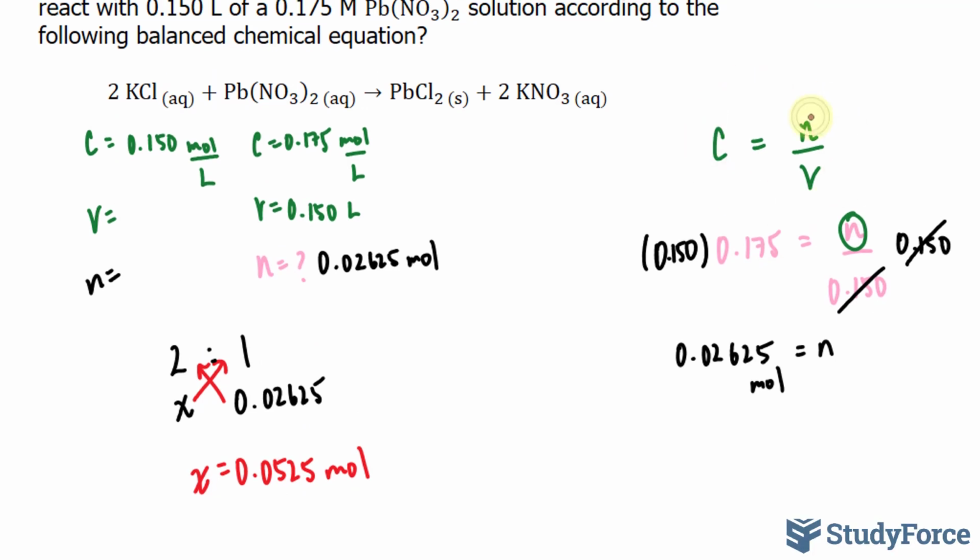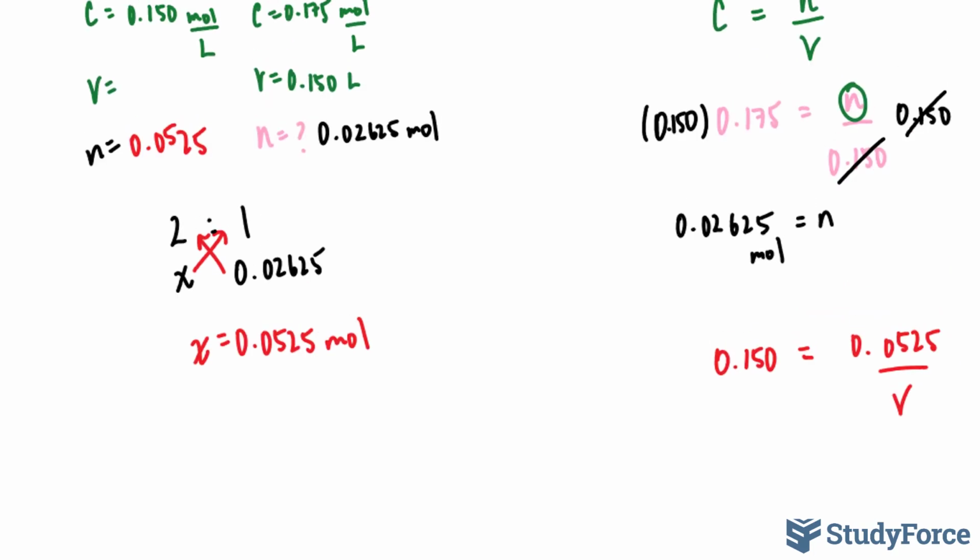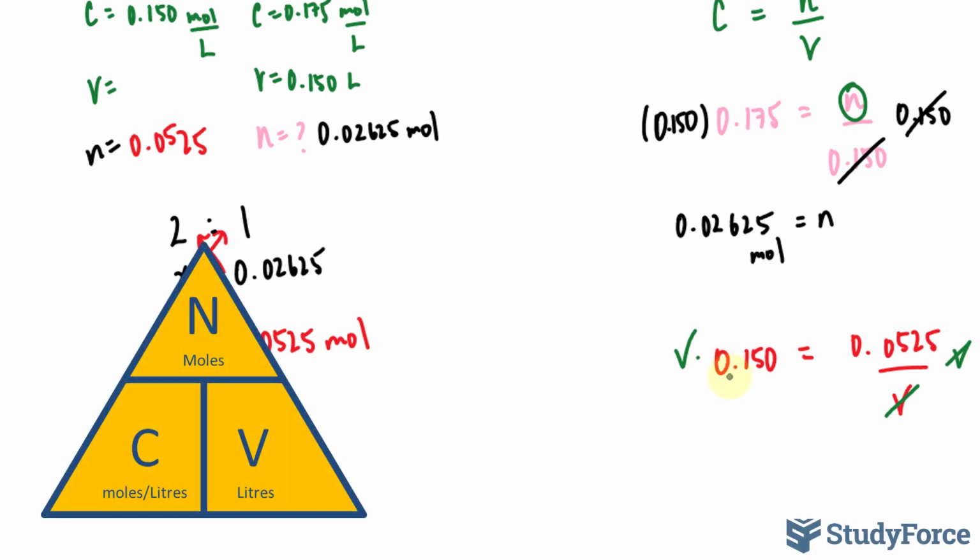Now using this formula once again, along with this concentration, I can find the volume. I'll write this number here for clarity. So I have 0.150 is equal to the number of moles that I just found, and I'm looking for V. I can find V by multiplying both sides by V first. The V's on the right side go away, and we have V times 0.150. Dividing both sides by 0.150, I end up with V is equal to 0.0525.